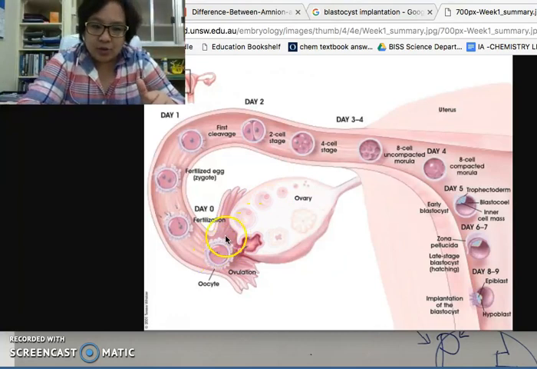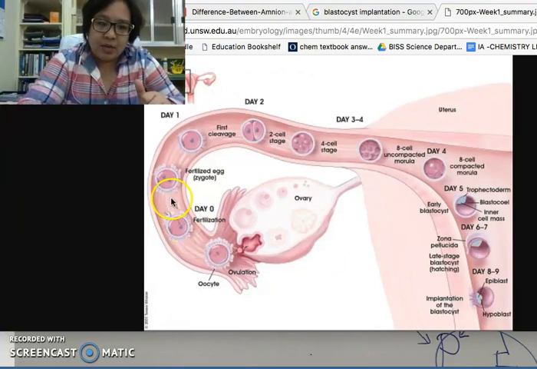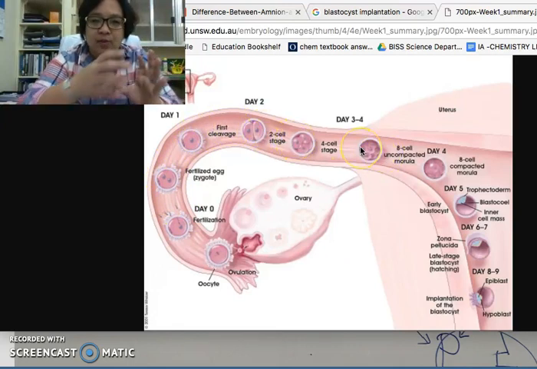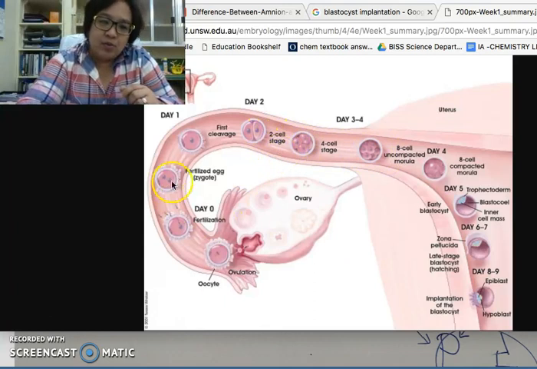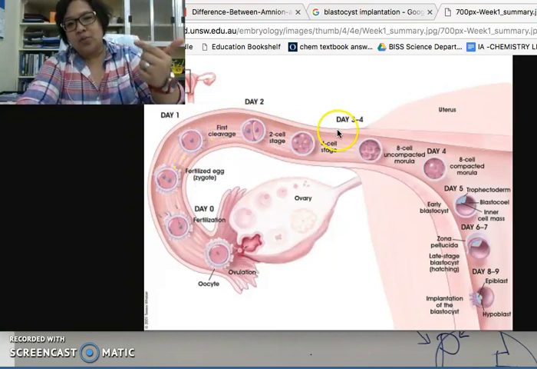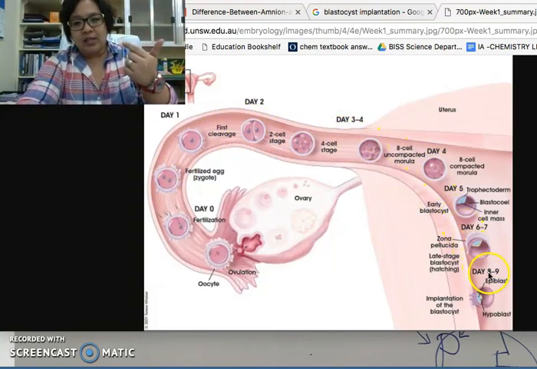So you have your secondary oocyte here. And then when it meets the sperm, you have fertilization, what we just talked about. And then this will now undergo mitosis, a series of mitosis. As you can see, you have a 2-cell, 4-cell, 8-cell. It will keep dividing. And then as it rolls down your fallopian tube and into the uterus, after about 8 to 9 days, it will start to implant itself.